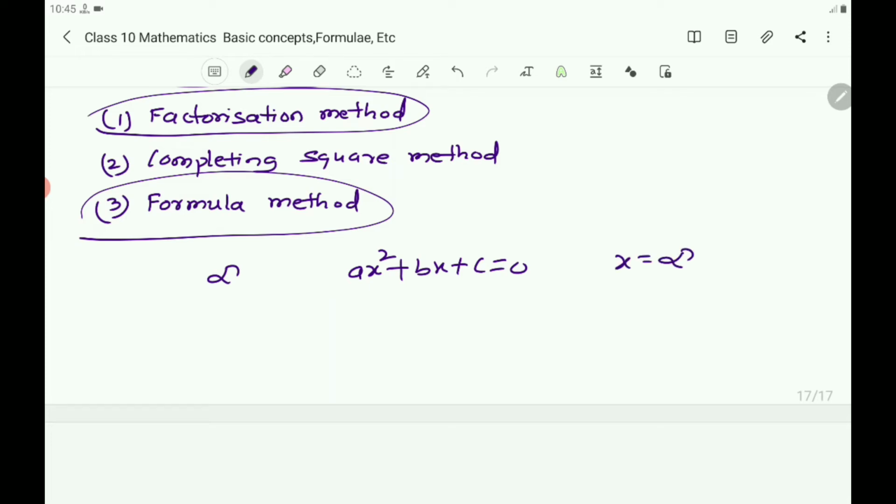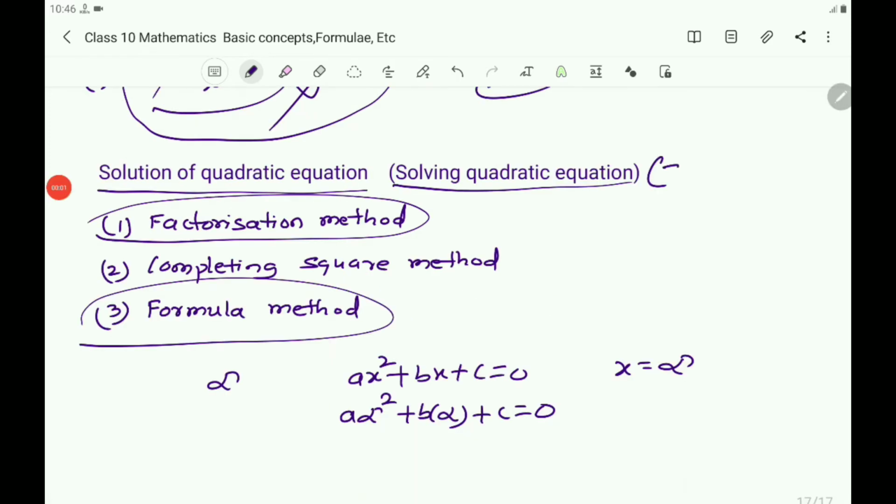Alpha is nothing but the value of the variable x in the equation. So here, it becomes a alpha square plus b alpha plus c equals 0. So alpha is the solution of the quadratic equation, or alpha satisfies the quadratic equation. The roots of the quadratic equation ax square plus bx plus c equals 0 are the same as the zeros of the quadratic polynomial. For a polynomial they are called zeros.